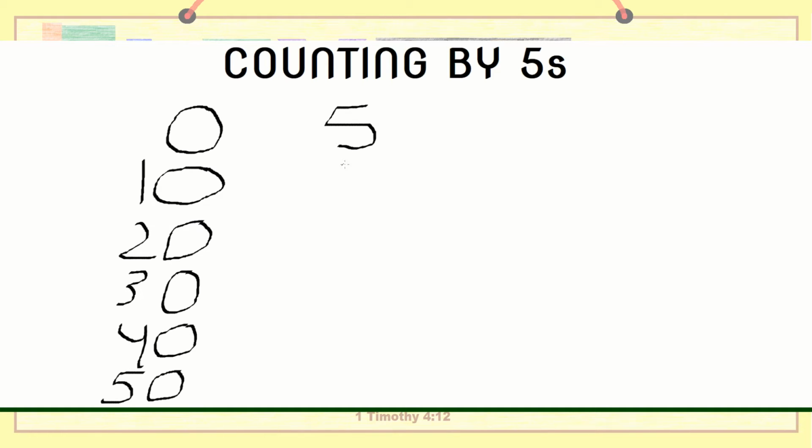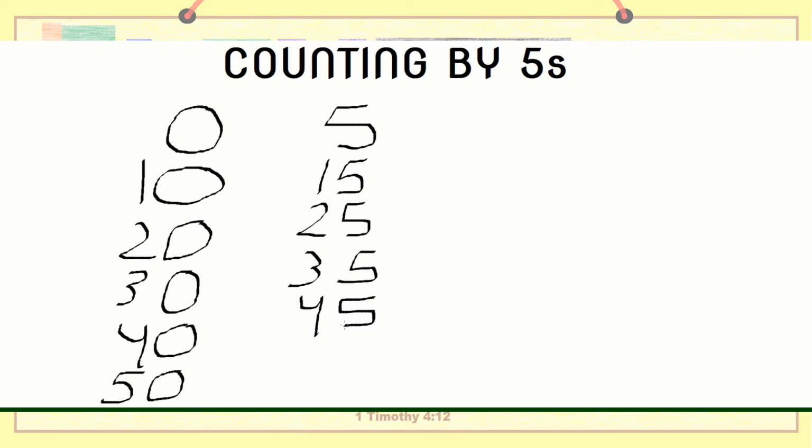And then we have a 5. And all we need to do now is get a bunch of numbers that end in 5 in order. So we can do a 1 5, which is 15. We can do a 2 5, which is 25. We can do a 3 5, which is 35. We can do a 4 and a 5, which is 45. And we can do a 5 and a 5, which is 55.